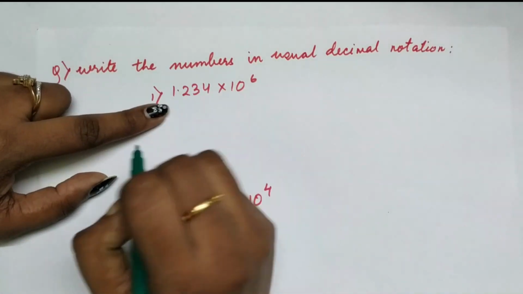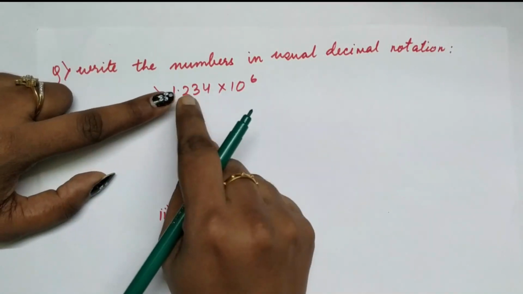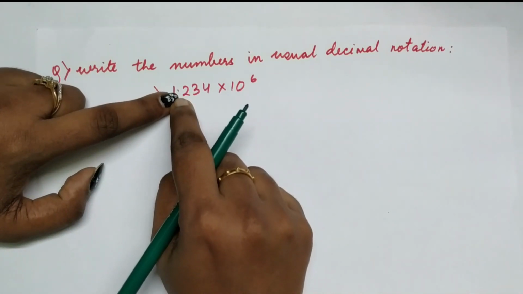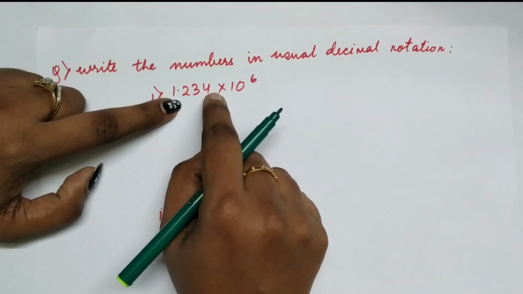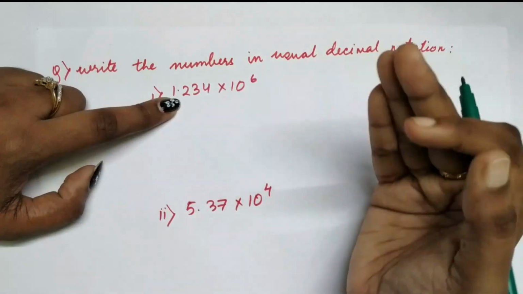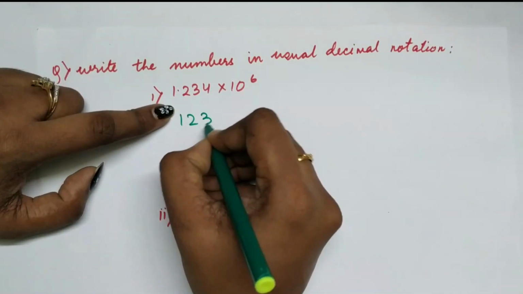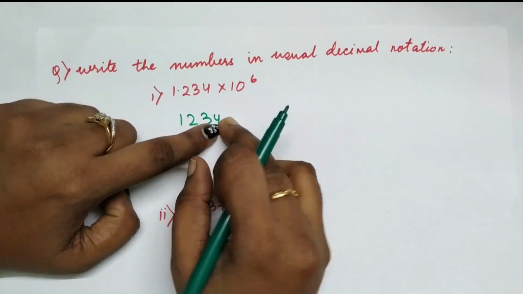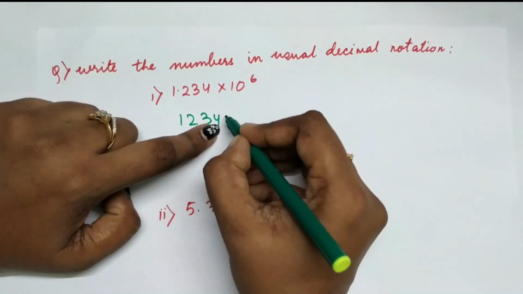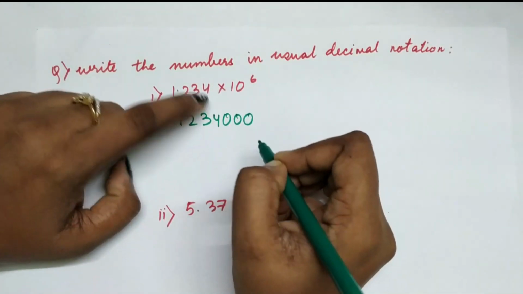Now already the point is here, this is in the standard form, and after the point, how many numbers are there? You see 1, 2, 3 numbers. We have to move 6 numbers back. So already 3 numbers I am moving back. The point has come here, but I need 3 more numbers. So I will put 3 more zeros.